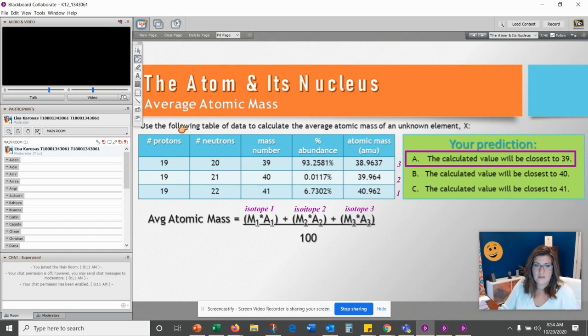Now, if all we need is mass and abundance, that means our number of protons and neutrons don't matter to us at all. That's just extra information here. But you need to recognize that, and you shouldn't expect to not be given extra information. I might give you extra information, and you need to know what you need to use to solve for an average. Now, a common mistake is to use the mass number instead of the atomic mass.